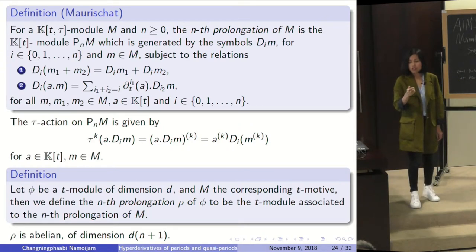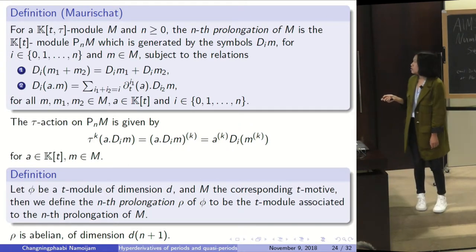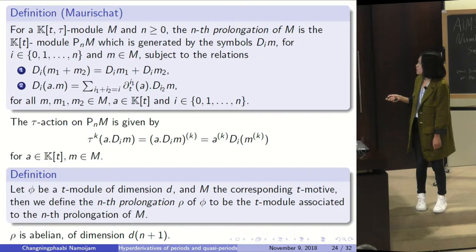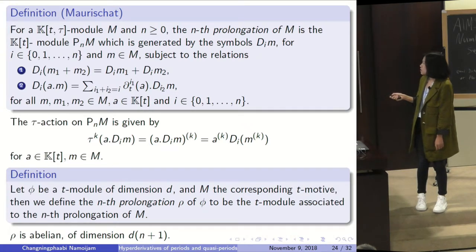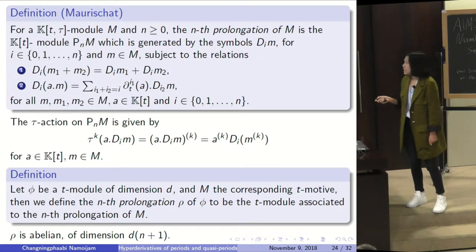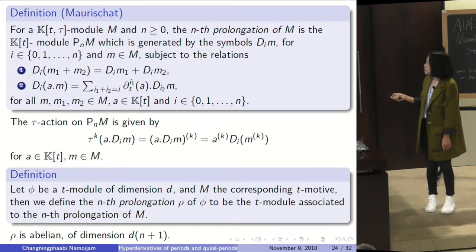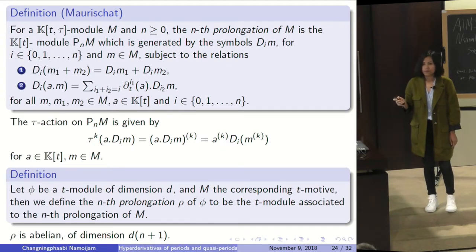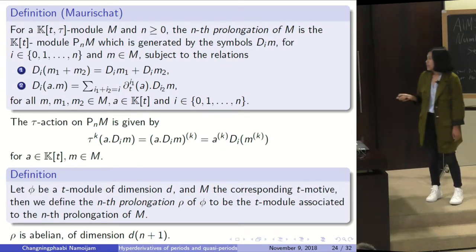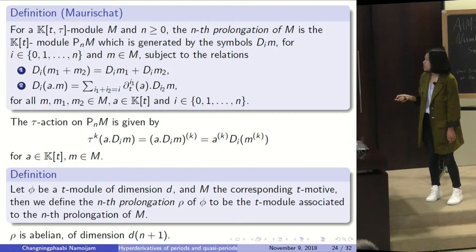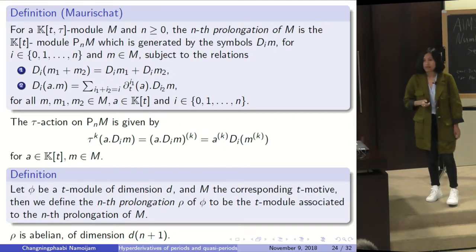Okay. So if I have a T-module phi of dimension d, and I let M be the corresponding T-motive, then we define the nth prolongation rho, which is a T-module, to be the T-module associated to the nth prolongation of M. And the nth prolongation rho is abelian of dimension d(n+1), where d is the dimension of phi, and n+1 corresponds to this n.